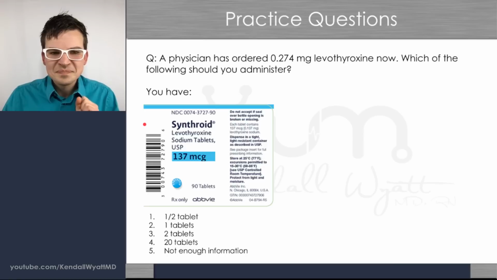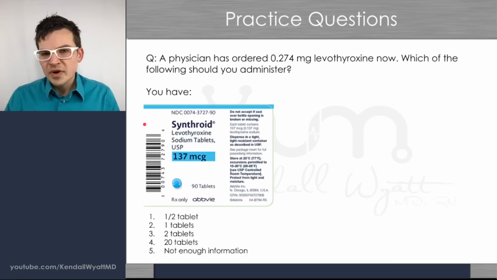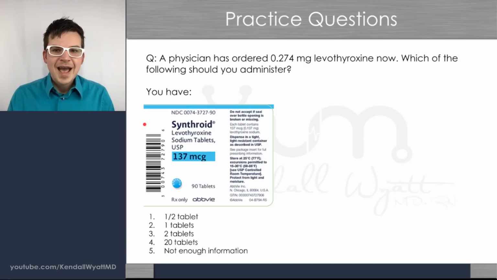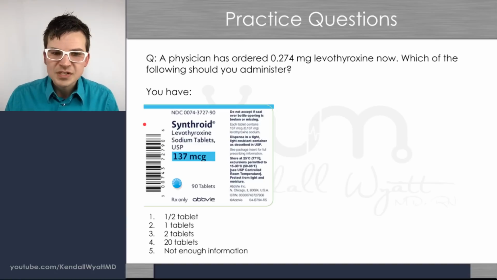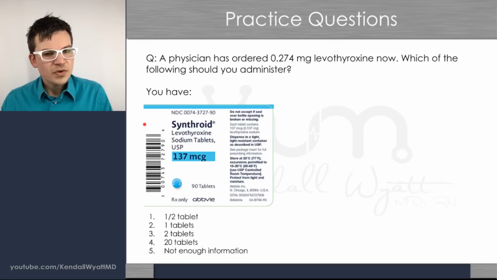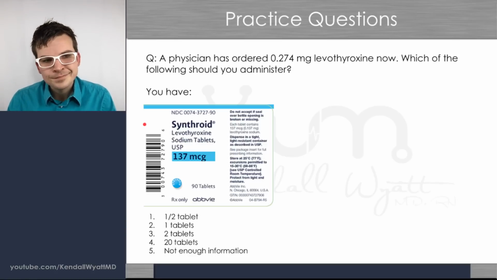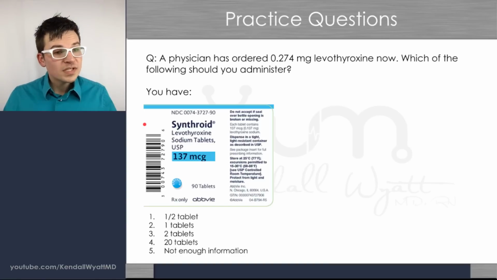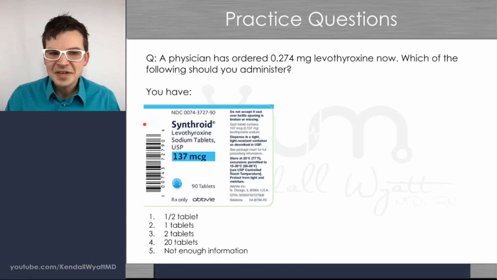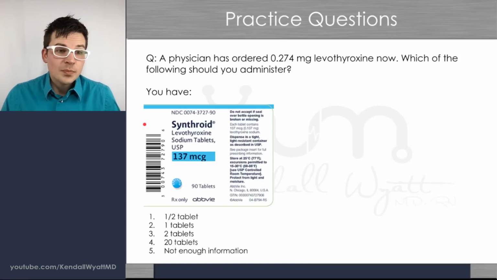Here's one more question. A physician's ordered 0.274 milligrams levothyroxine now. Which of the following should you administer? And here's another drug label. Synthroid, levothyroxine sodium tablets, 137 micrograms. Shucks. So what's the answer? Well, this one's actually not that difficult as the last one. There aren't nearly as many tricks in this one, and that's on purpose to make you feel a little bit better so you don't cry when you go to bed tonight.